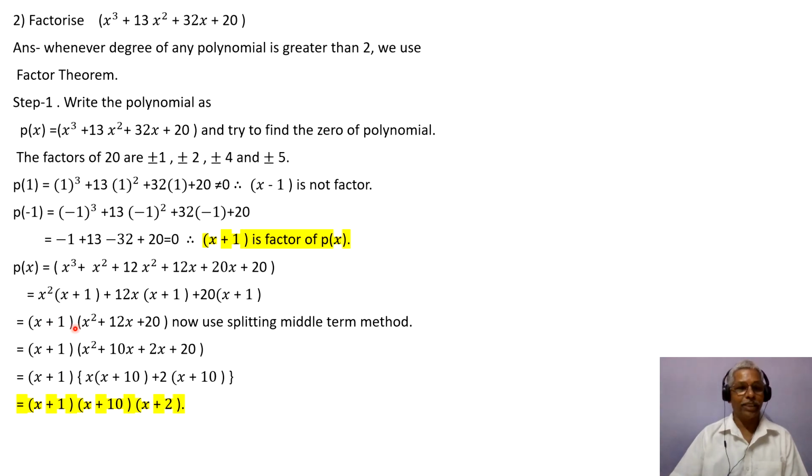Copy the expression as it is, and x square plus 10x plus 2x plus 20. So x plus 1 as it is. Now in this bracket you take x common, so x plus 10. Now 2 common, so x plus 10, and it's very simple now. x plus 1 as it is, and this x plus 10 common, then left with x plus 2. So these are the factors. Very, very simple. Try some problems.